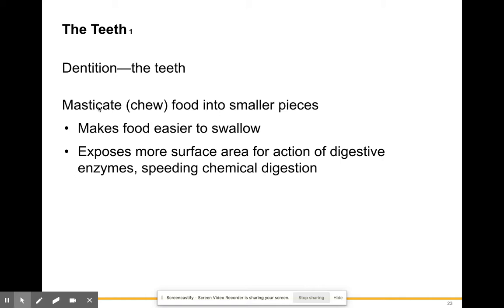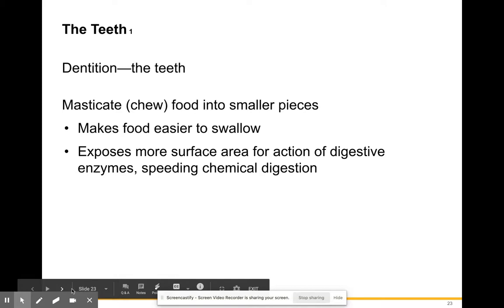Because your esophagus is not that wide, you can't swallow something wider than your esophagus because it'll get stuck in there, right? It's like putting a golf ball in a garden hose, okay? It won't pass through because it's too wide for the hose itself. Okay. You also chew to expose more surface area for the action of digestive enzymes, speeding up chemical digestion like we talked about earlier.